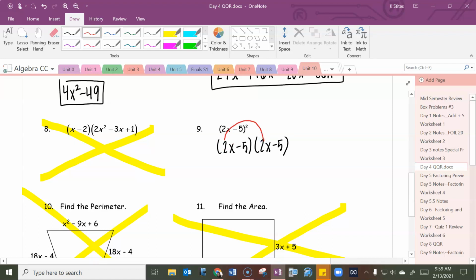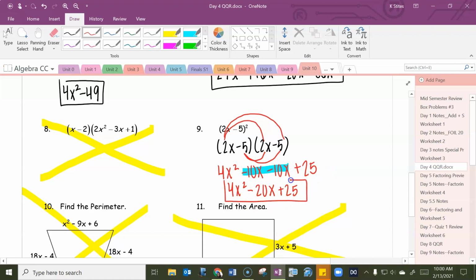First, 2x times 2x is 4x squared. Outer, 2x times negative 5 is negative 10x. Inner, negative 5 times 2x is negative 10x. Last, negative 5 times negative 5 is positive 25. Combine your like terms in the middle. They will not cancel because they are the same sign. Negative 10x minus 10x is negative 20x, and then again plus 25 because a negative times a negative is a positive.